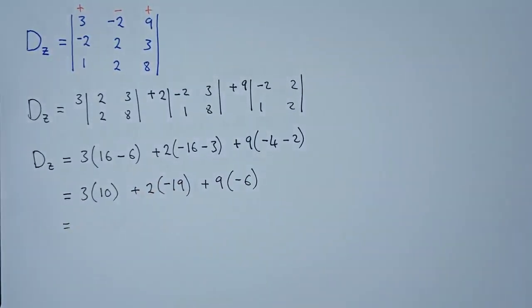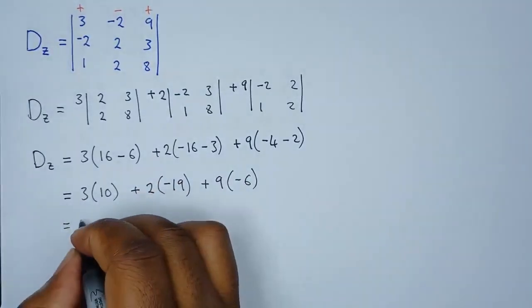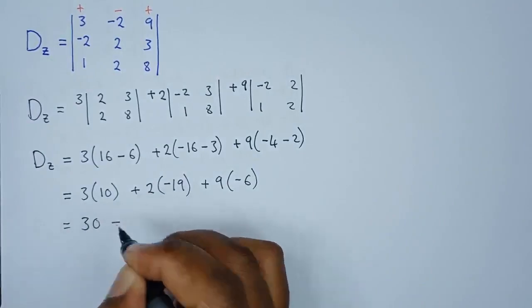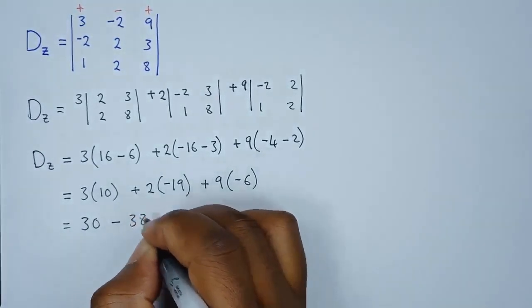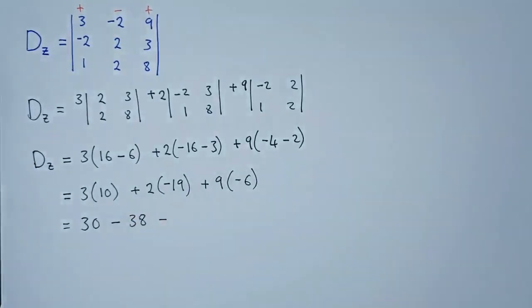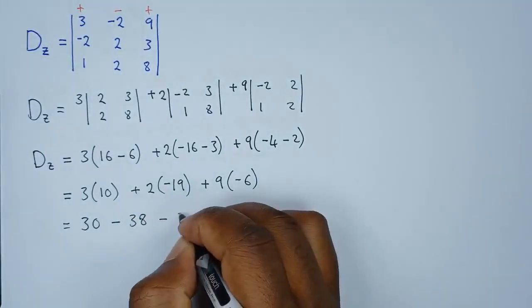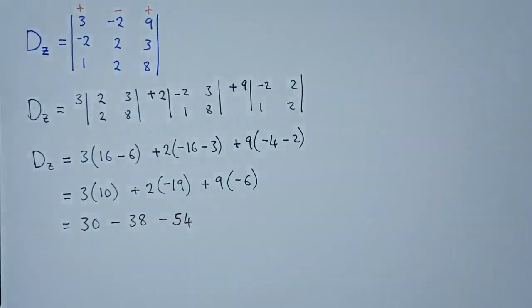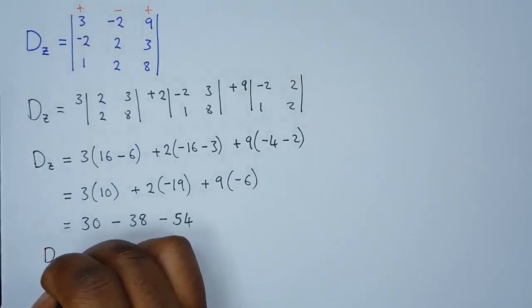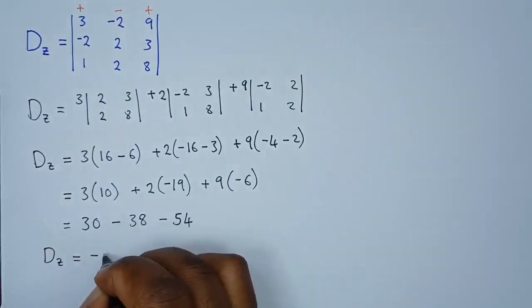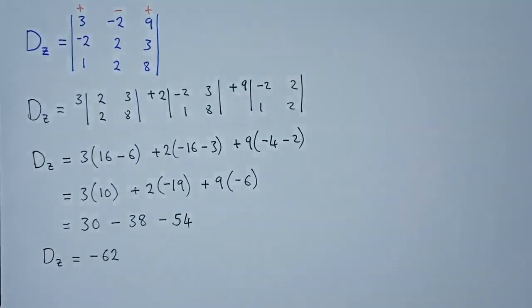Okay, so this of course will give us 30 minus, so 19 and 2 is 38, and then minus again, so we know that 9 times 6 is negative 54 in this case. So putting everything together, which is 30 minus 38 minus 54, what we get is simply dz is equals to negative 62.